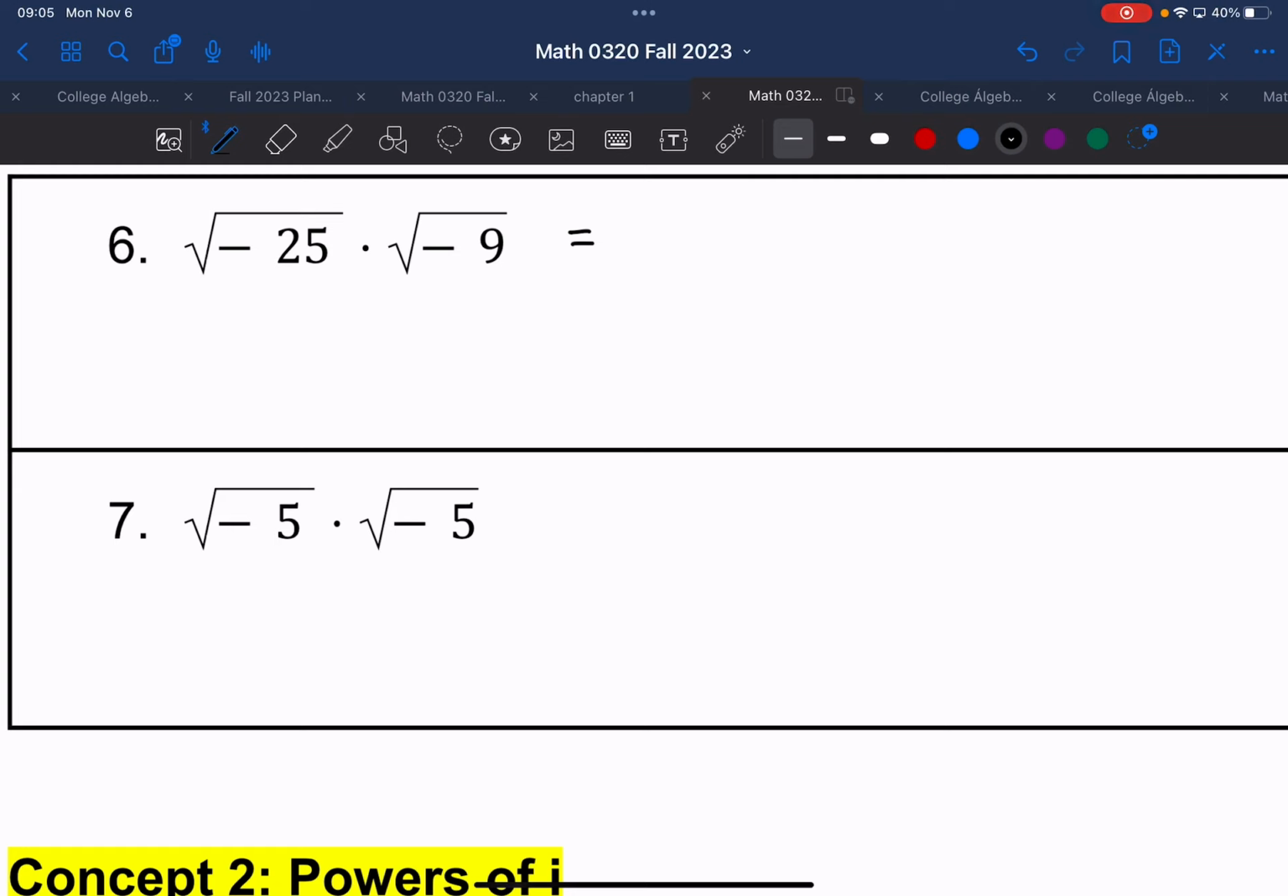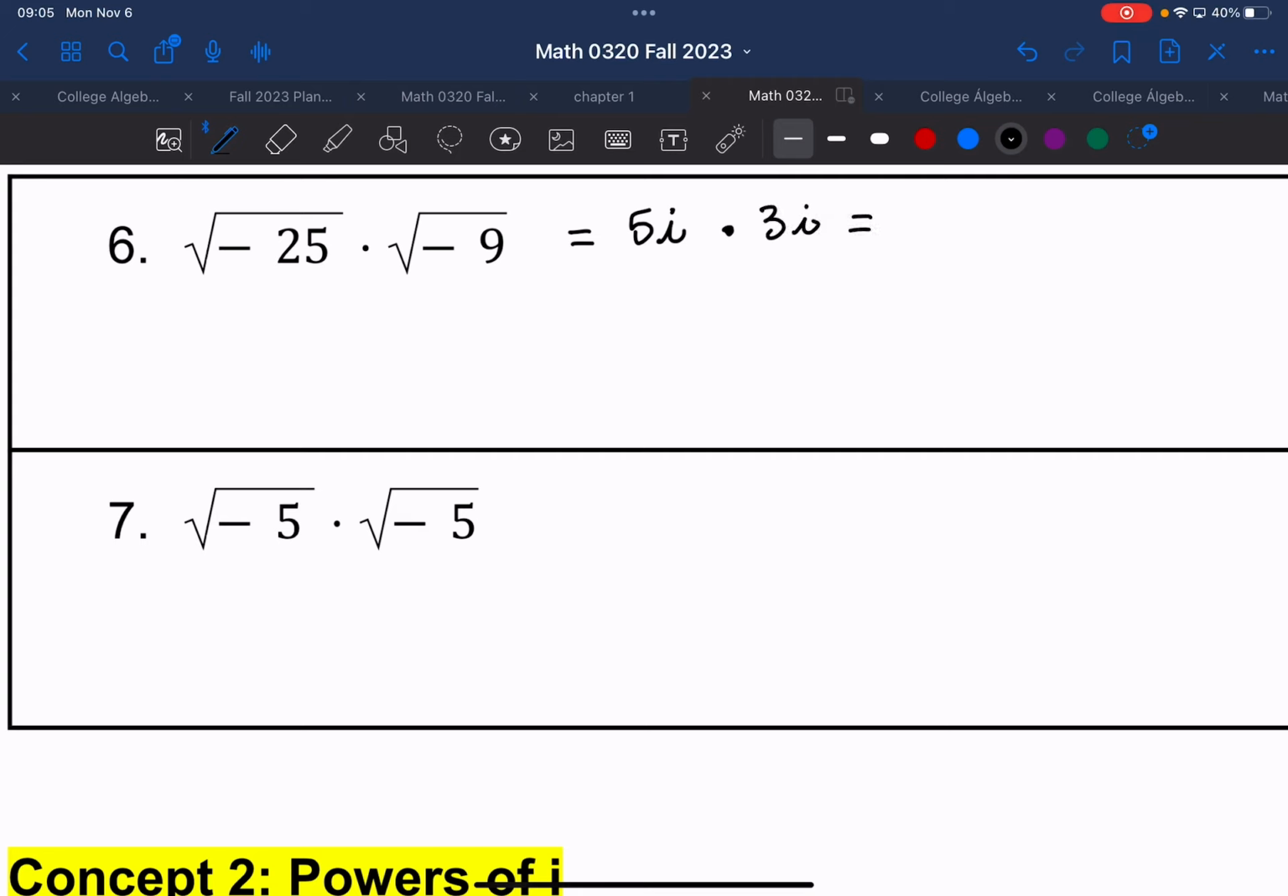Good, we could write out our separate square roots, but since it's a perfect square, I'm going to skip that part because I know that the square root of 25 is 5, and since I have a negative, I'm going to put an i times, what's the square root of -9? 3i.